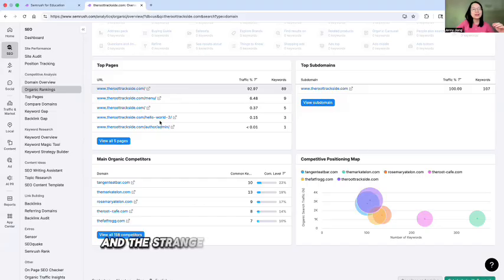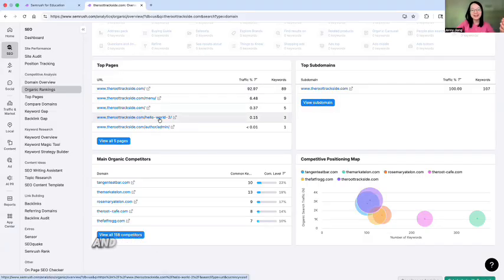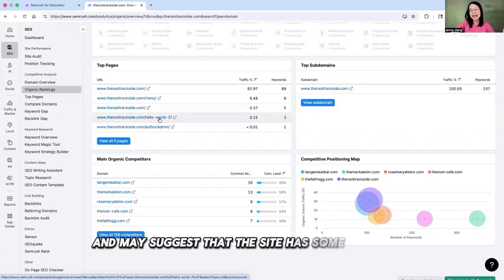And the strange page, such as hello world, may suggest that the site has some unfinished or low-value content that should be cleaned up.